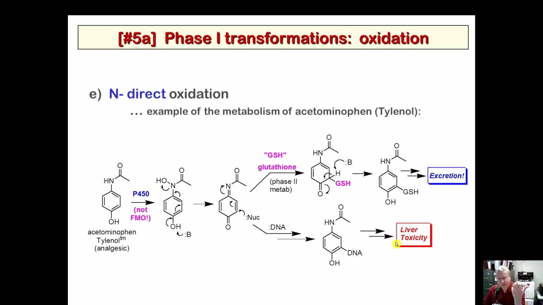And this is the mechanism for why Tylenol is liver toxic, right? In small concentrations, small doses, it's not that bad, but if you take large amounts of Tylenol, it can actually destroy your liver and it can be fatal, right? Tylenol is a drug that's frequently used by people overdosing, intentionally or accidentally.